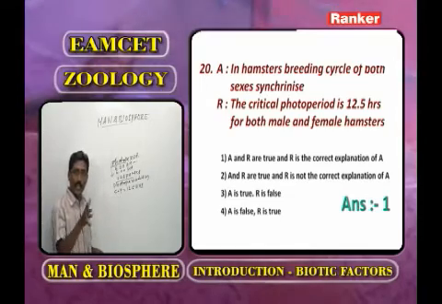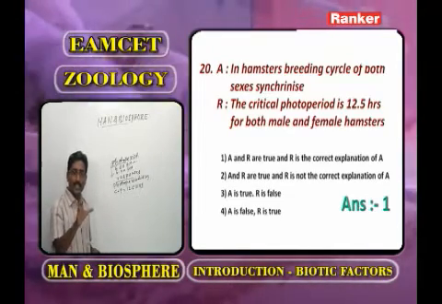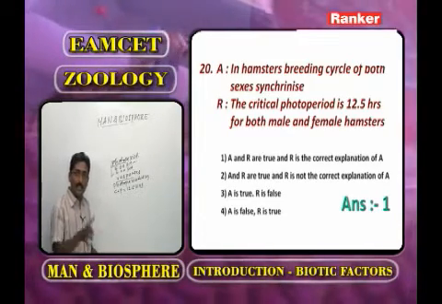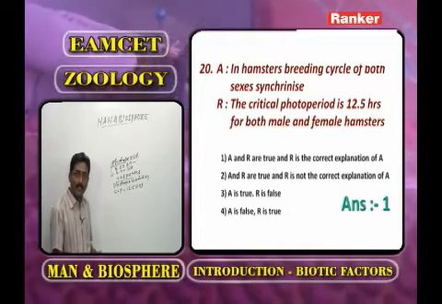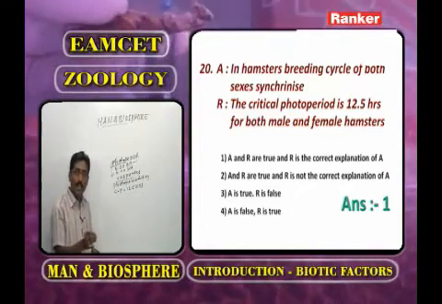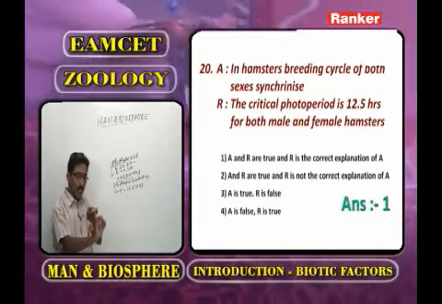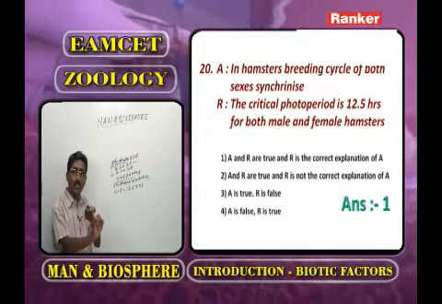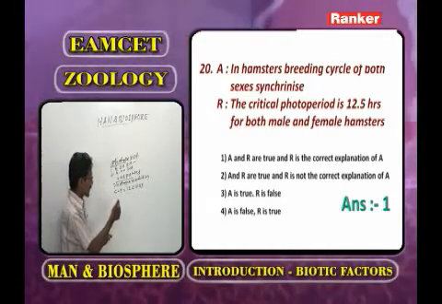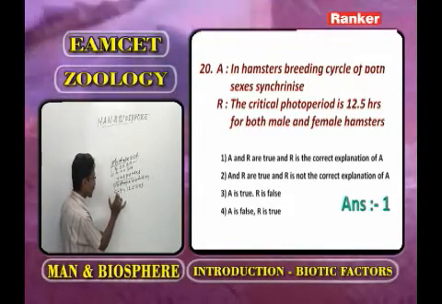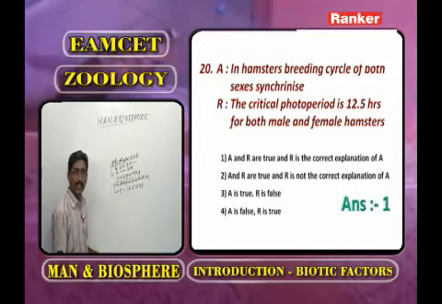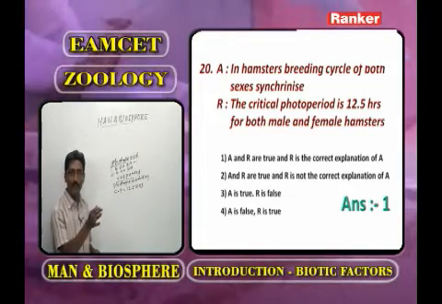Exactly at this time, as we observe the male and female hamsters, at the critical photoperiod, in the male hamster the testes release the sperms. In the female hamster, the ovaries release the ova. These both reactions are synchronized, associated with what type of photoperiod time? That we call exactly 12.5 hours.